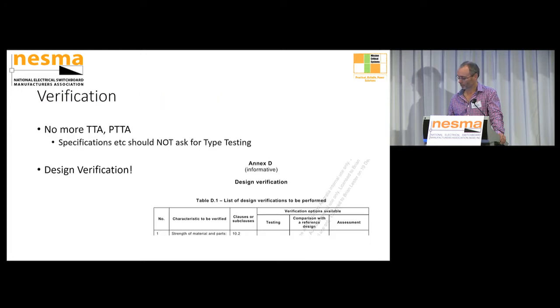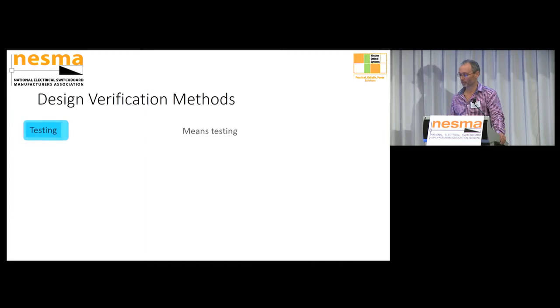In 61439 part 1, Annex D has a table, and I'm going to talk through that table in a minute, but it lists the characteristics to be verified, the clauses or sub-clauses that talk about those, and then whether you can use testing, comparison or assessment. So there's 3 different methods. Testing means take it to the test station and test it. That's pretty obvious.